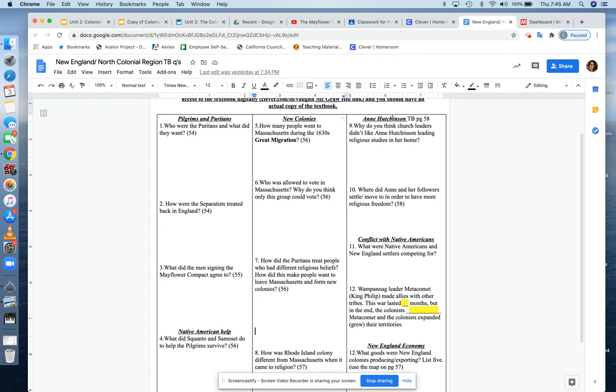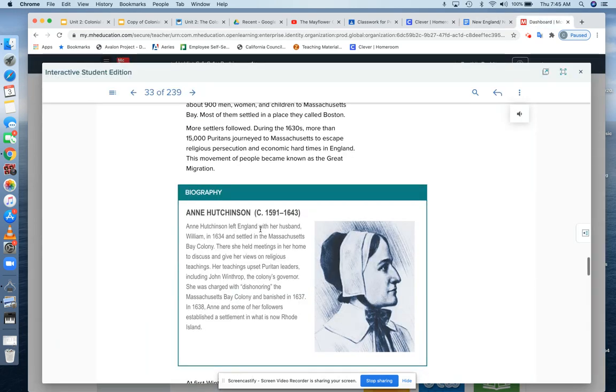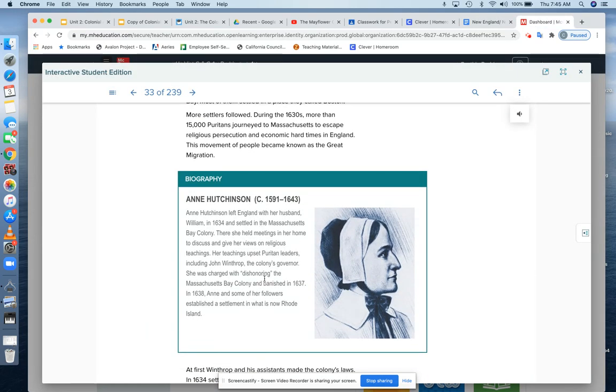And in the textbook, the passage about Anne Hutchinson is on page 58. Here it looks like it's right here. So I'll read the Anne Hutchinson portion for question number 9. Question number 9 is asking, why do you think church leaders didn't like Anne Hutchinson leading religious studies in her home?